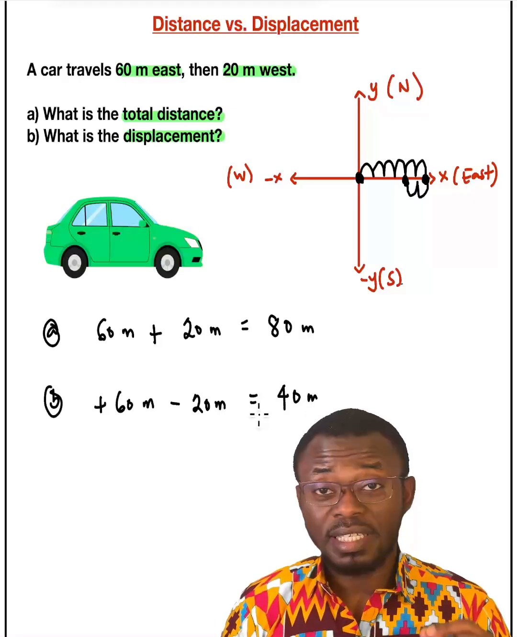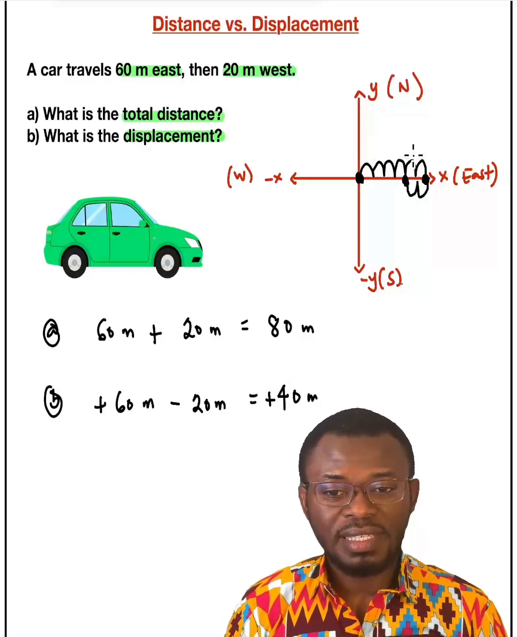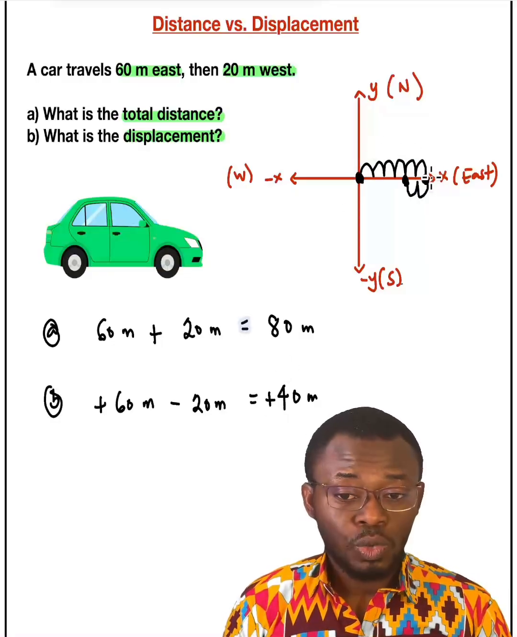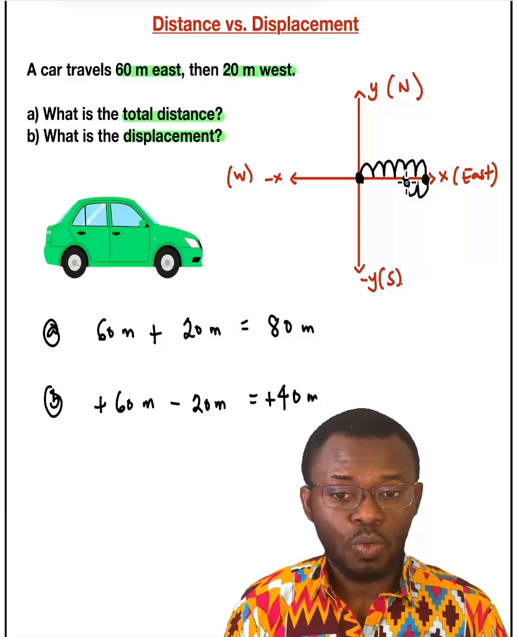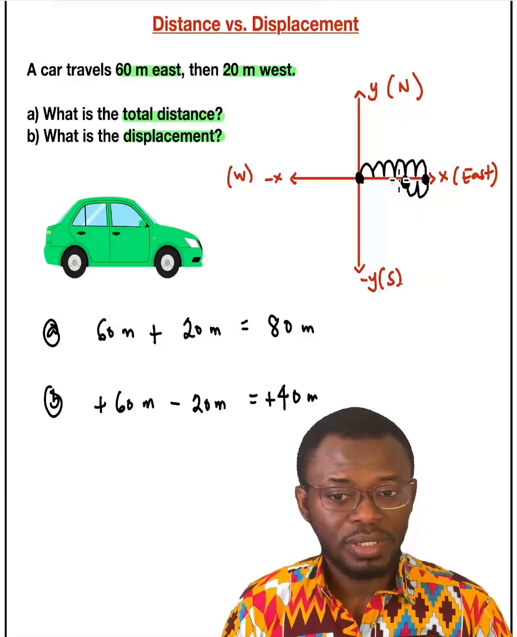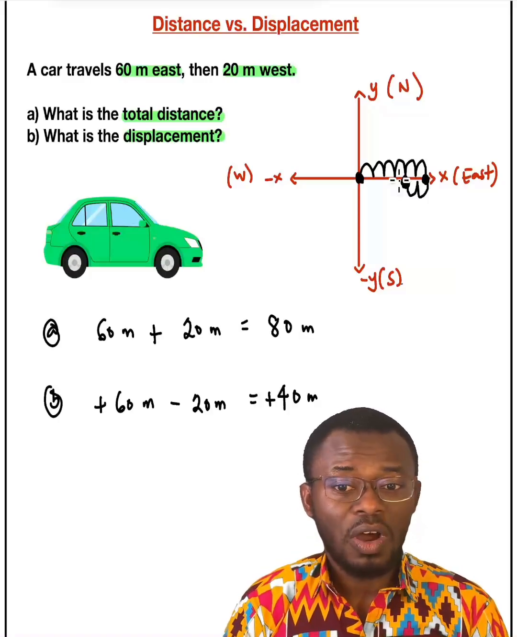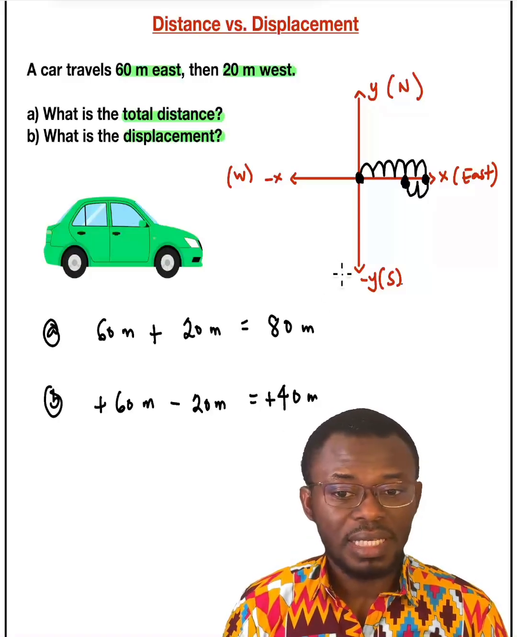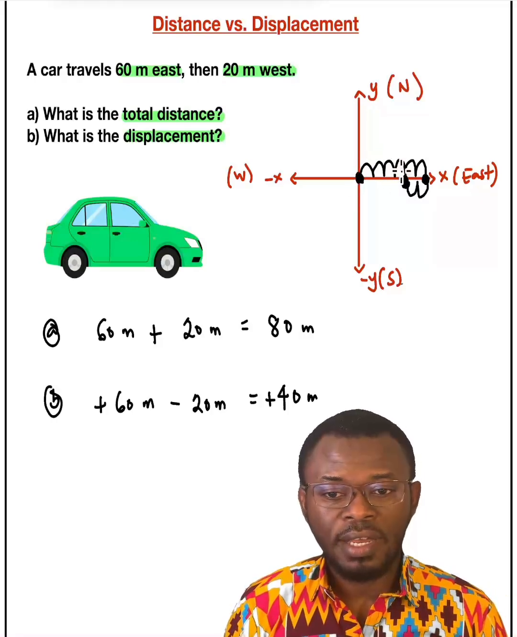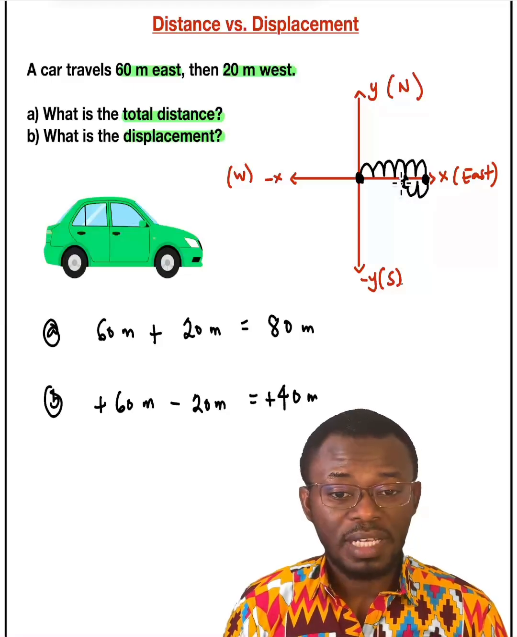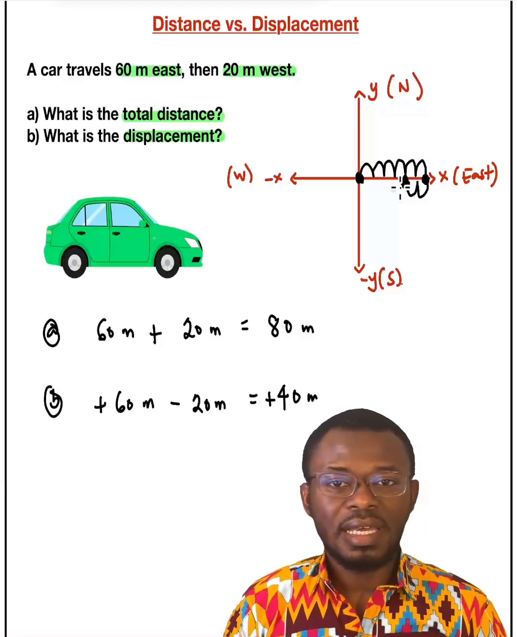And remember, this is a vector quantity, so it is going to be positive, because after traveling 60 meters to the east and then 20 meters to the west, this car will still be at this point, which is still in the positive X direction, or the eastern direction. The final displacement of this car is going to be 40 meters, and we can see with respect to the origin it is 1, 2, 3, and 4. This is where the car would be after the total travel. All right. So this is the difference between distance and displacement.